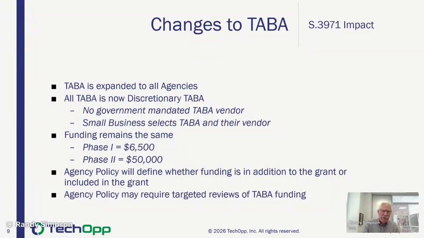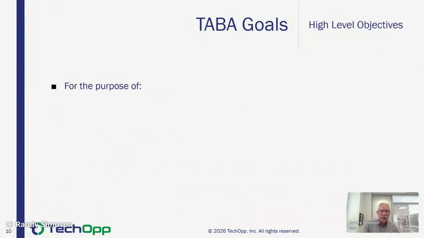It does say in TABA that the agency policy may require targeted reviews of TABA funding. So what that says is you probably ought to select a TABA vendor that is qualified and does a good job. So what are the goals?